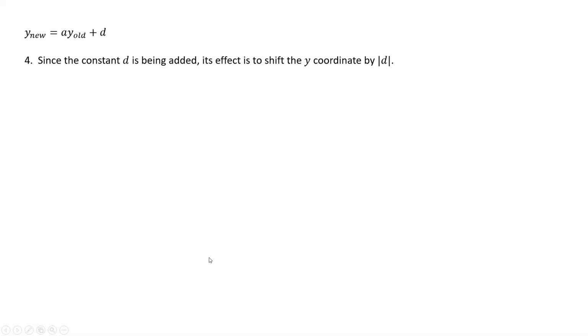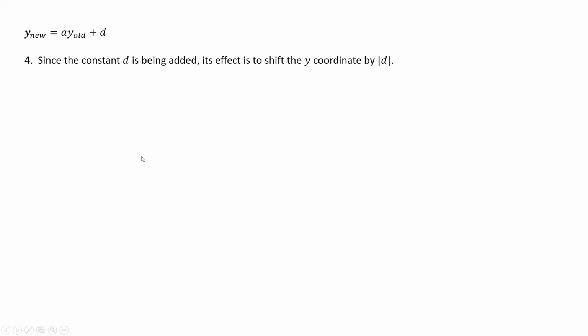Let's now look at the effect of D. D is being added. So what's the impact? When you add something, things are moving. Let's say A is 1 for simplicity, so that y new is y old plus D. Then if y old is 1 and D is 1, then 1 plus 1 becomes 2. So 1 became 2. If we add 2, 1 plus 2 is 3. So 1 became 3. If we add 3, it becomes 4.